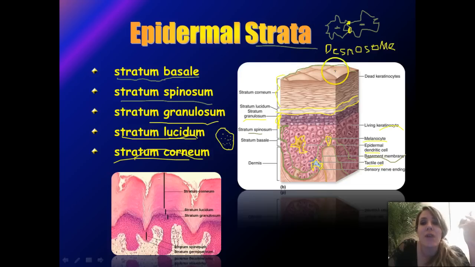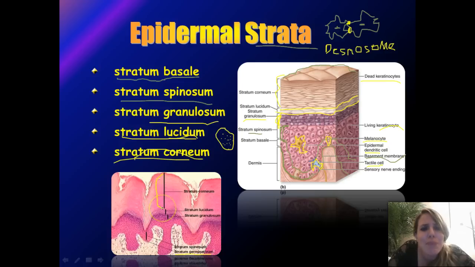And you'll have other cells that will also produce some kind of lipid substance to help with that waterproofing. But again, that outermost layer is dead keratinocytes with the keratin protein. So if you look back at the picture, notice in this particular picture, instead of saying stratum basale, they say stratum germinativum, means the germinating layer. It's the same layer, so don't get confused if you see different names for that. But check out the stratum corneum.